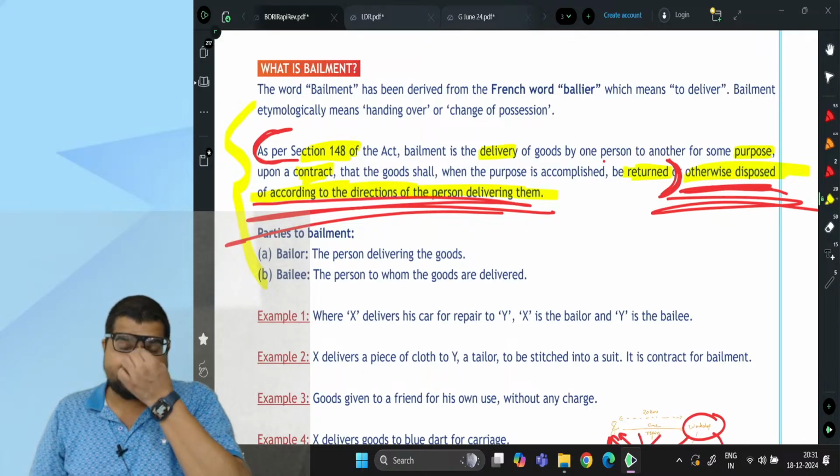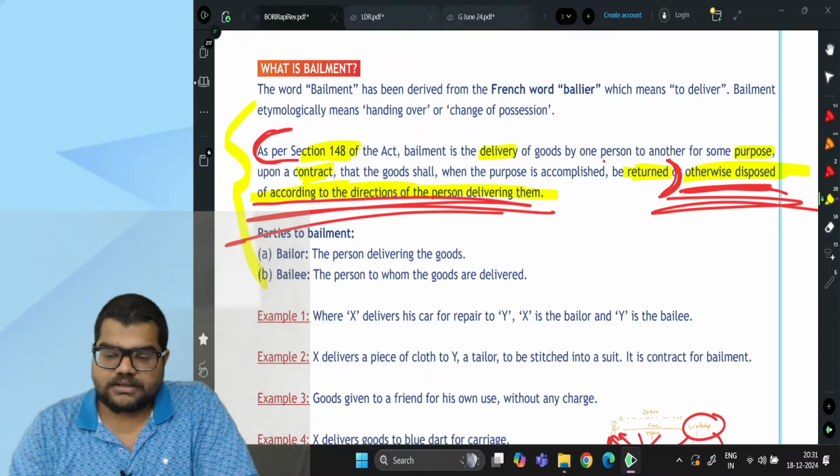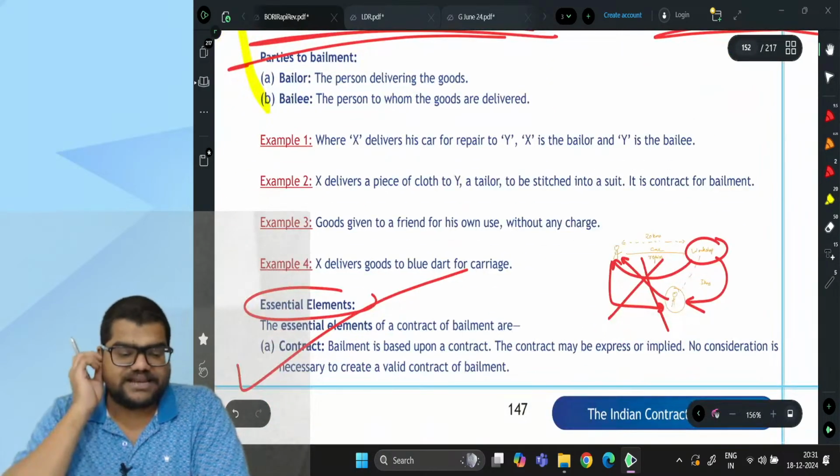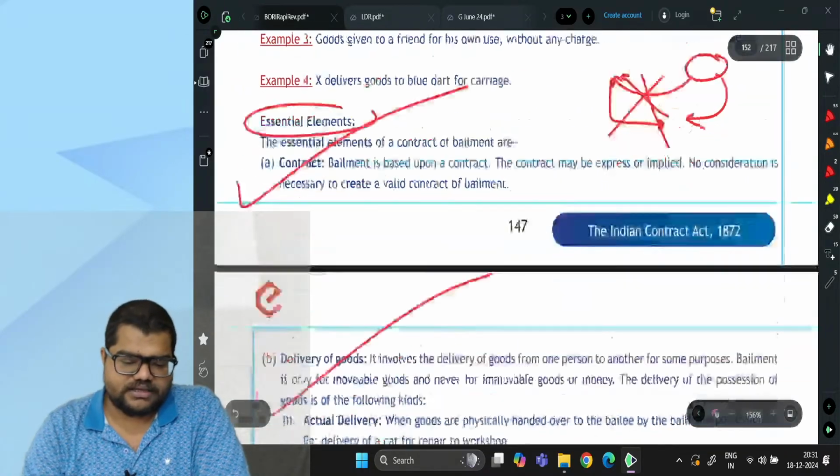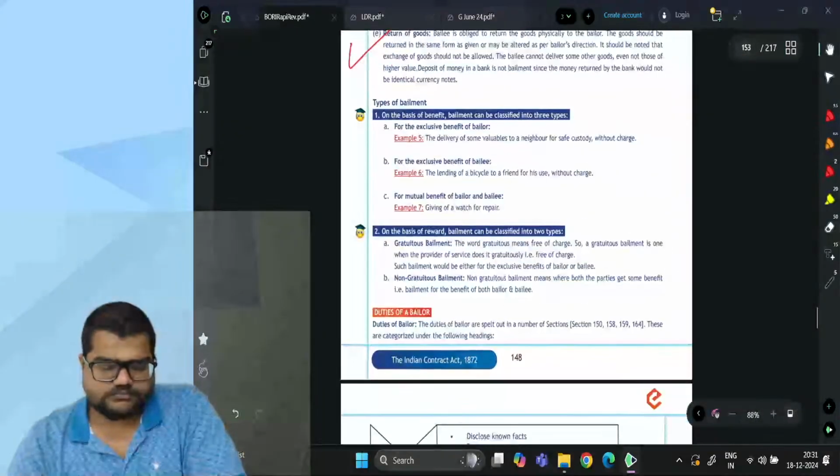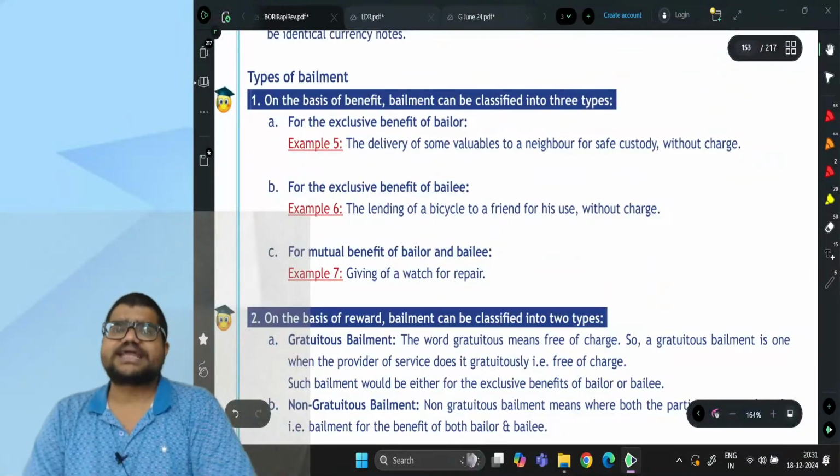I guess we understand this now. The next points are easy, I guess. Bailor and bailee we understood already. Features we have done already. This now, types of bailment.